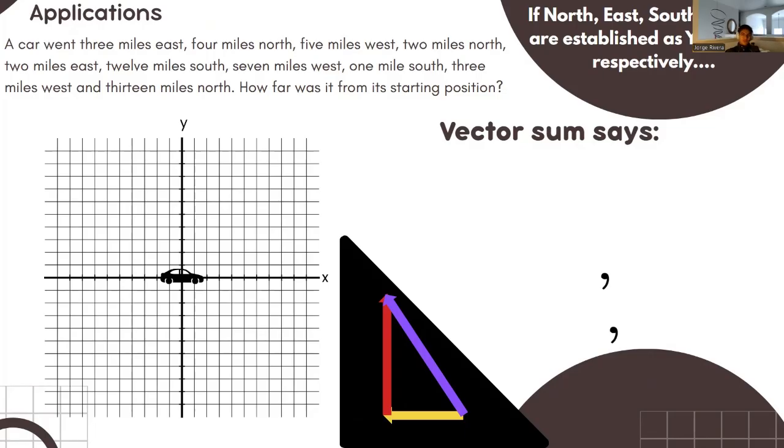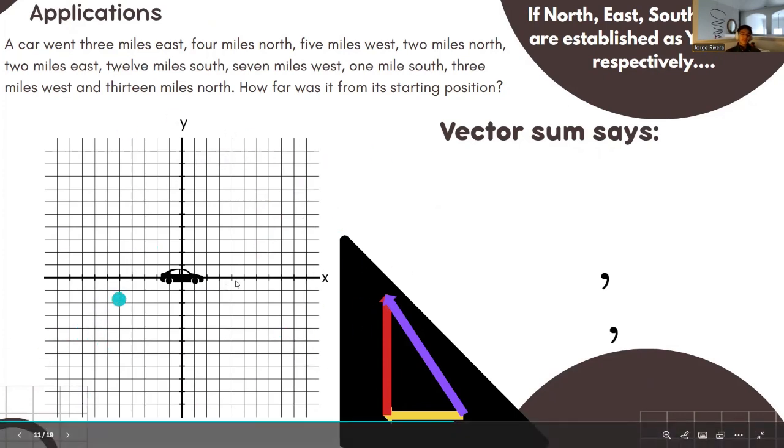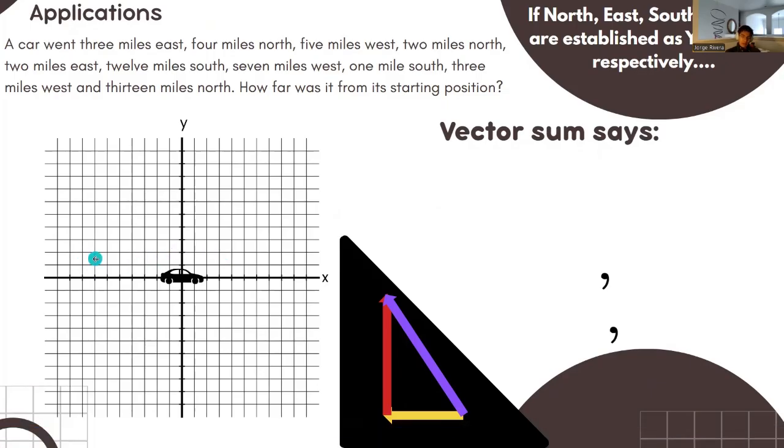Well, if we establish north, east, south, and west as y, x, y prime, and x prime respectively, then we could just add the sum of all these vectors. We can just add these vectors up, and then the final point of the final vector and its distance from the starting position is just going to be our answer. So here we have it went east, it went north, it went west, it went north, it went east, it went south, it went west, it went 1 mile south, it went 3 miles west, and 13 miles north.